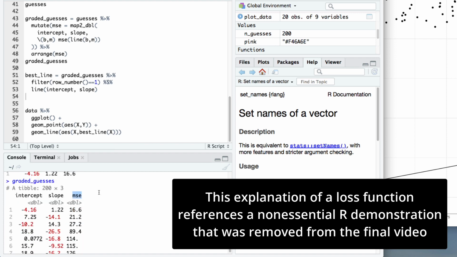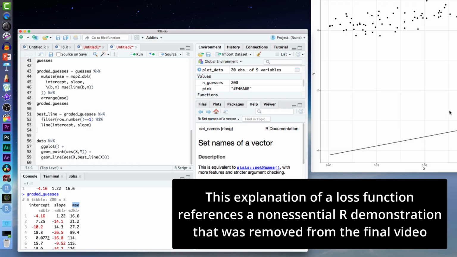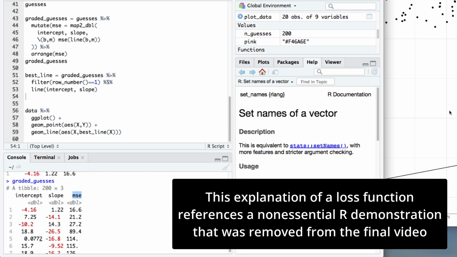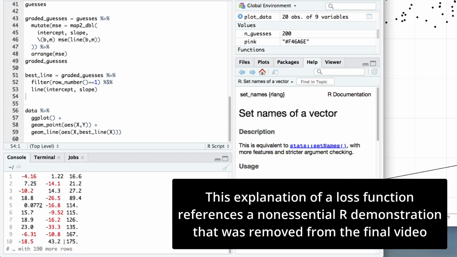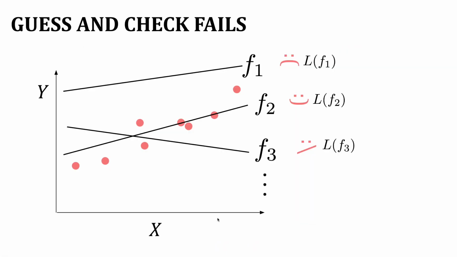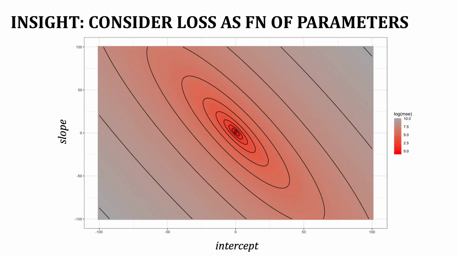So generally, when people have a function that grades these different candidate regression functions, they call that a loss function, because it quantifies how much you are losing in terms of error. So there's just a little bit of terminology: loss function, or sometimes people also call it a cost function or an objective function. All those terms are trying to get at the same thing, that lower is better. This indicates that you're paying a lot more spiritually to use a function that doesn't fit well. So the insight here in terms of why guess and check fails and what we can do about it is to consider the loss function as a function of the parameters.